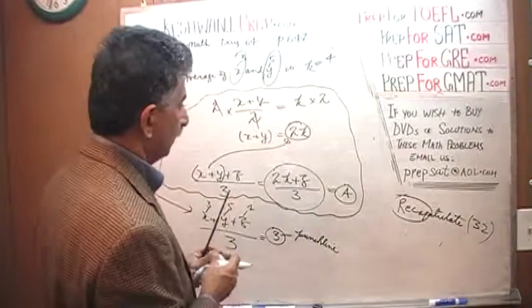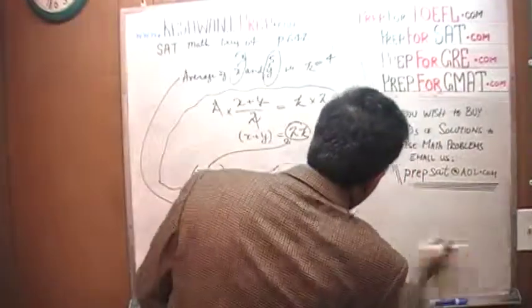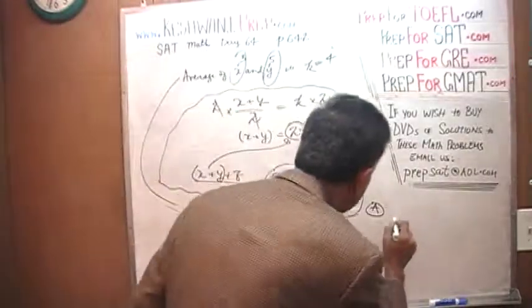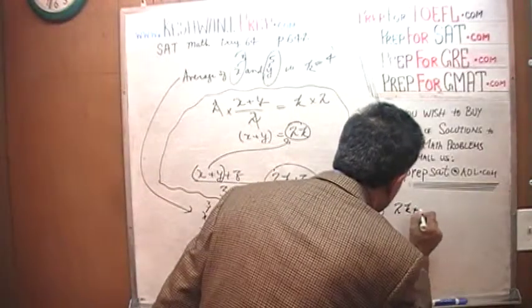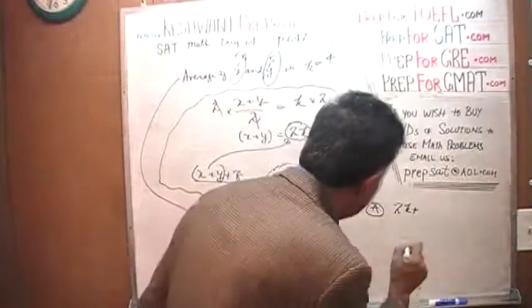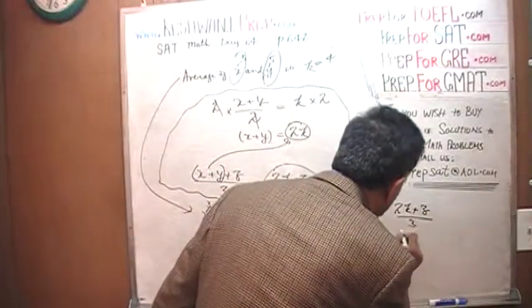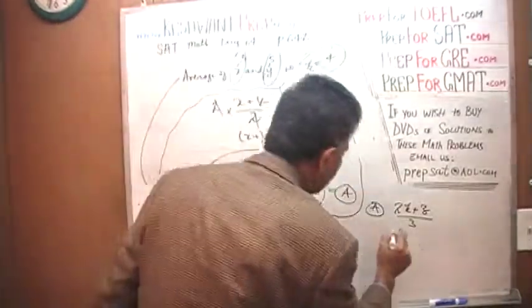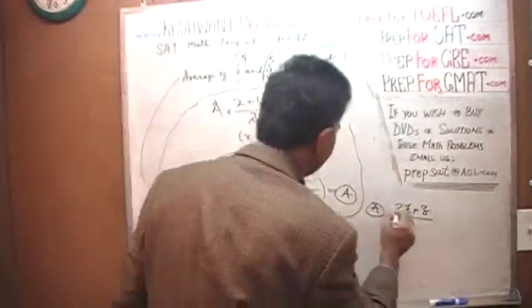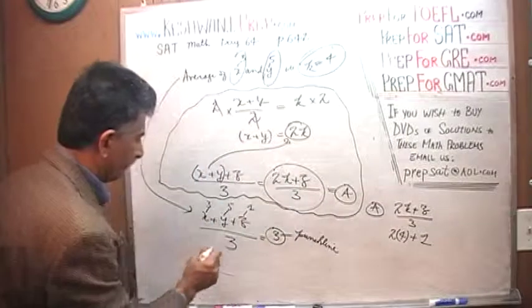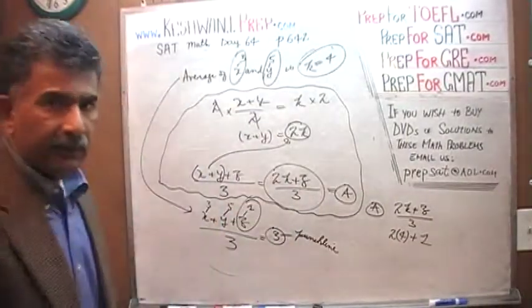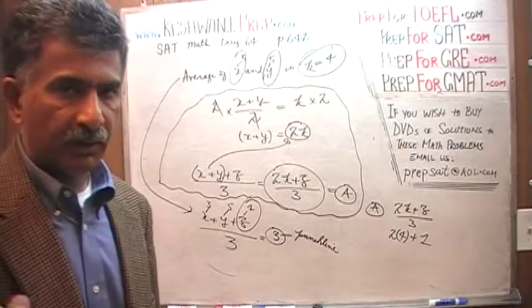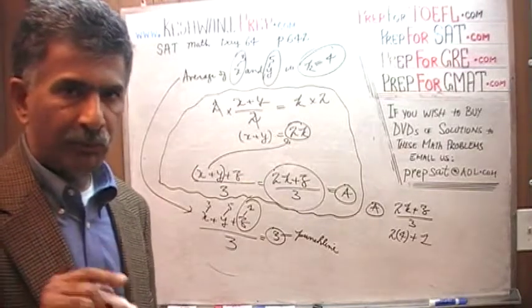Answer choice A says 2 times k plus z over 3. K is 4. 2 times 4 is 8. 8 plus z. Z, remember, was 1. So when you're plugging in numbers for the variables, you must keep track of all the numbers that you plugged in. Otherwise, you're going to get the wrong answer. You must know what value you plugged in for what variable.